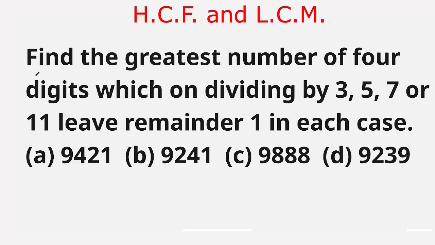Our question is, find the greatest number of 4 digits which on dividing by 3, 5, 7 or 11 leaves remainder 1 in each case. The given options are option A, 9421, option B, 9241, option C, 9888, option D, 9239.